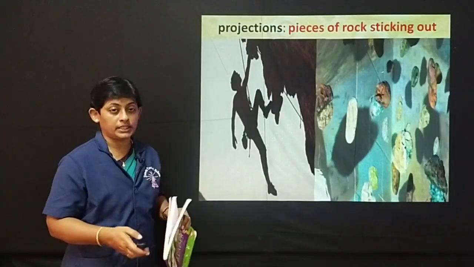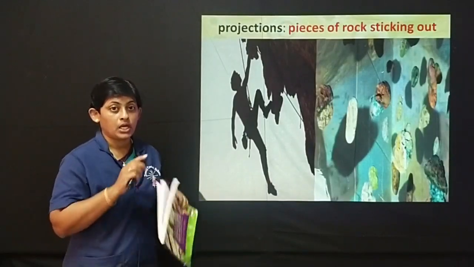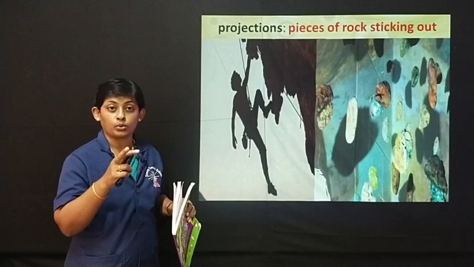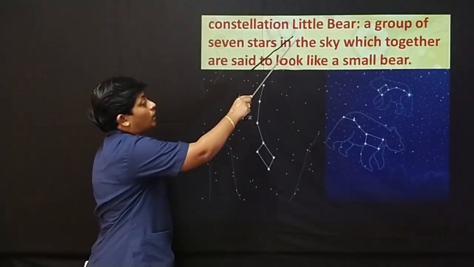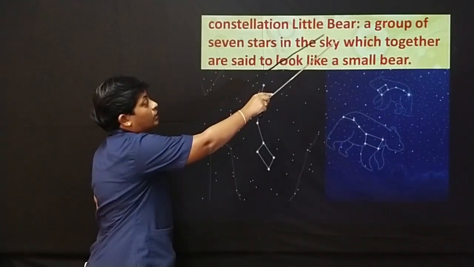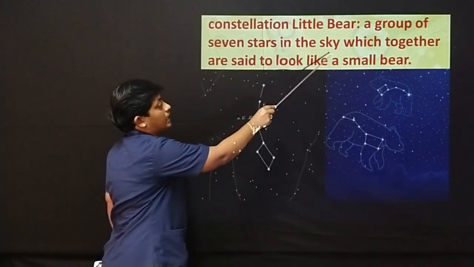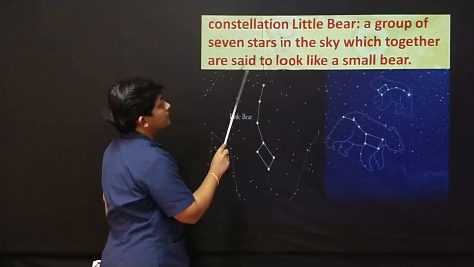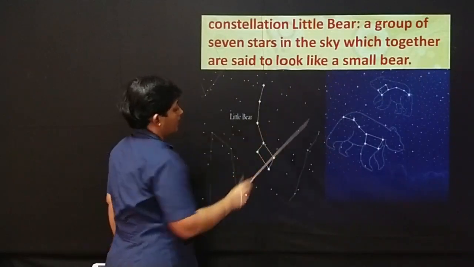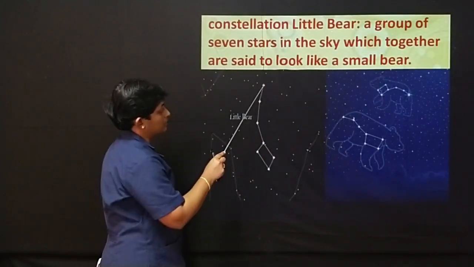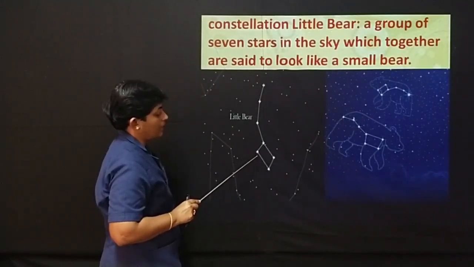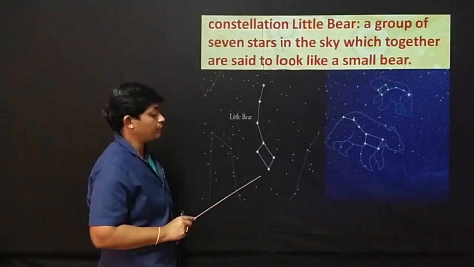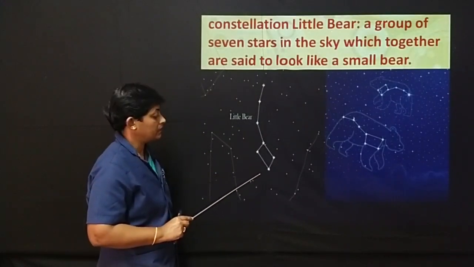Now, which is the constellation that he is talking about? Constellation is a collective noun for stars. A constellation that is called Little Bear, a group of 7 stars in the sky which together are said to look like a small bear. So, this is a group of 7 stars, 1, 2, 3, 4, 5, 6, 7. So, this is what he saw from the volcano that they entered.